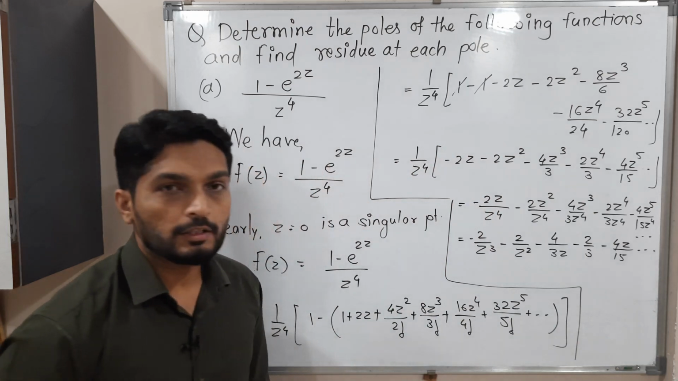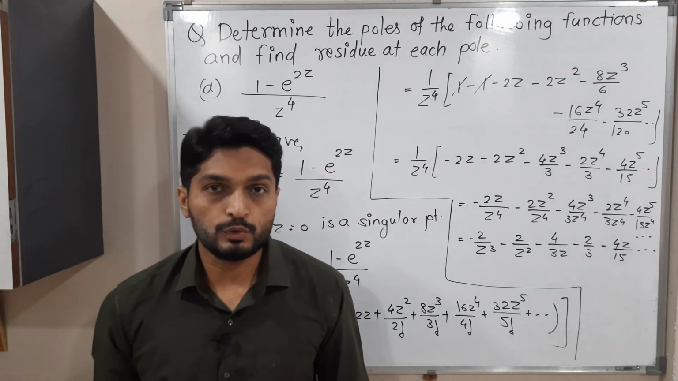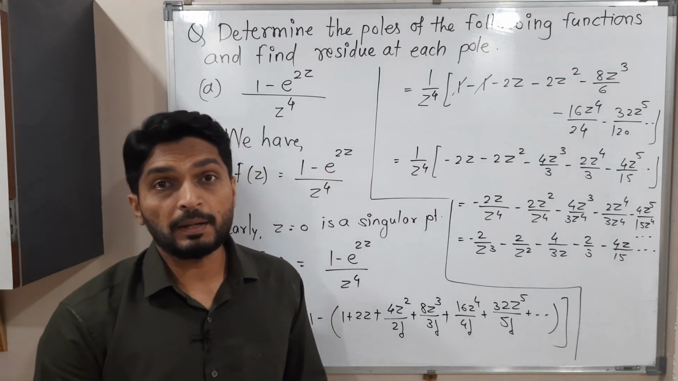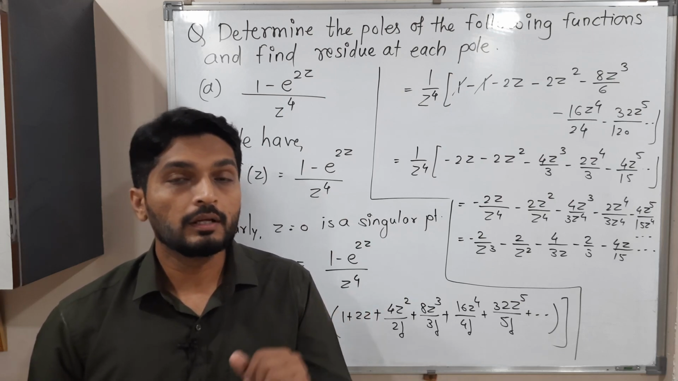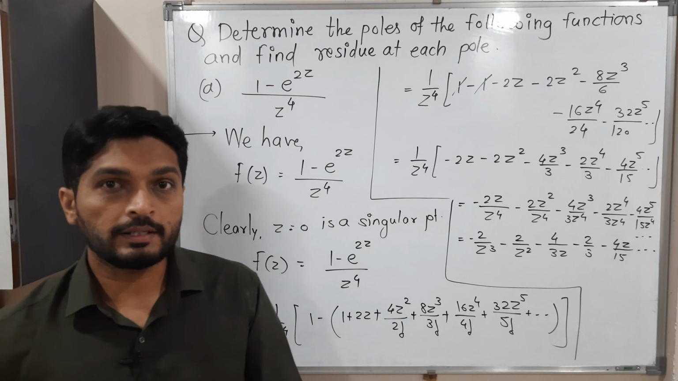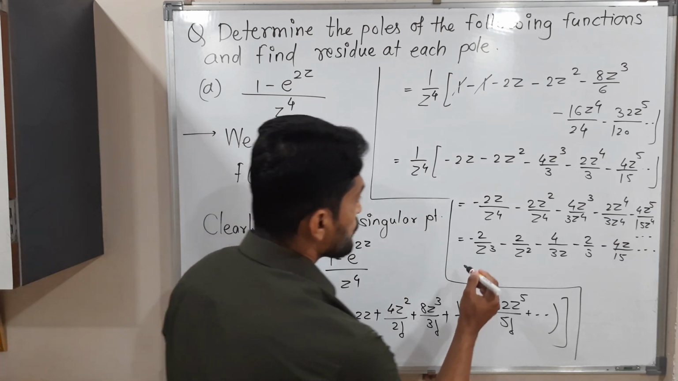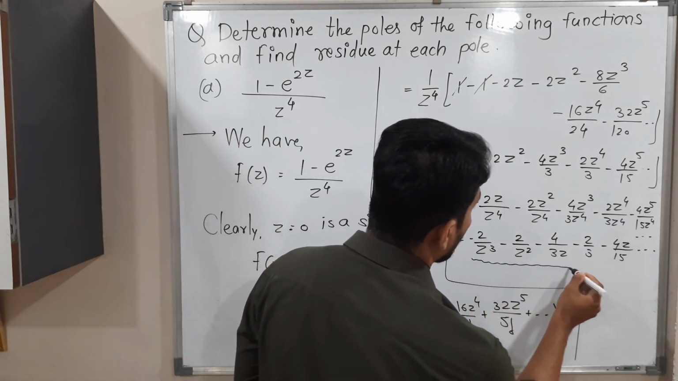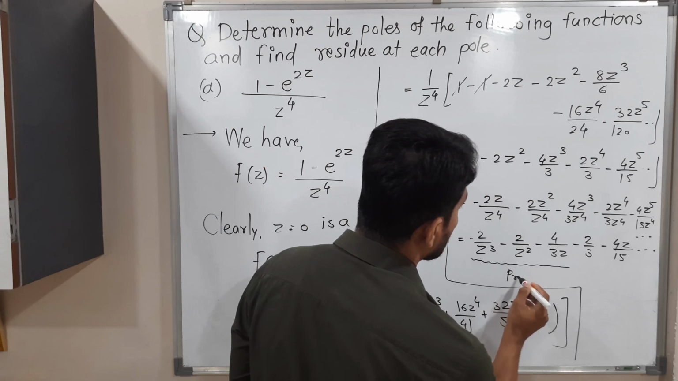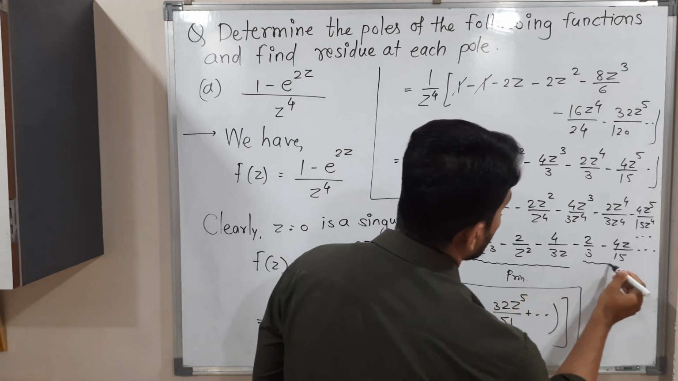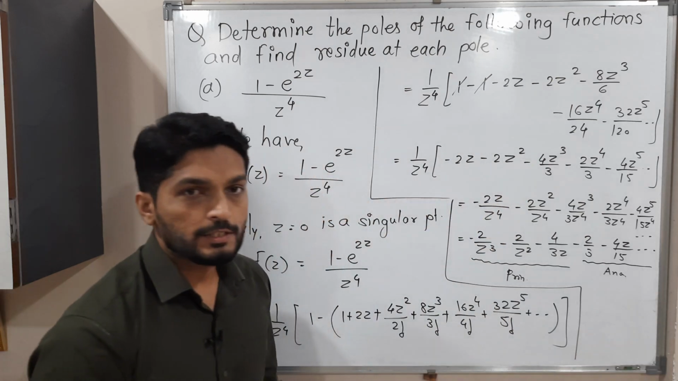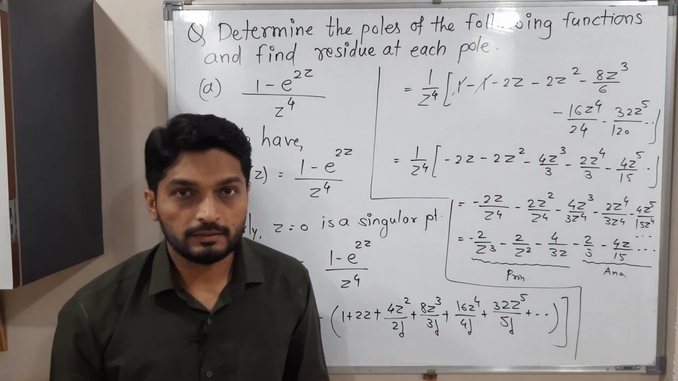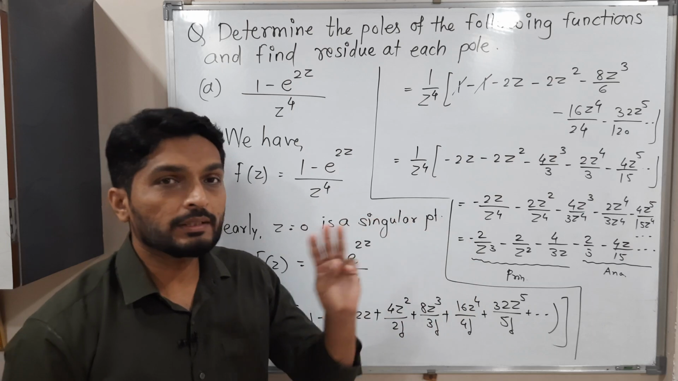Okay. So finally we got the Laurent series expansion. So let us find the principal part and analytic part. In analytic part, z appears at numerator. In principal part, z appears at denominator. So here z appears at denominator, so this is principal part. Z appears at numerator, so this is analytic part. Okay, so let us find how many terms are there in principal part. Only 3 terms are there.